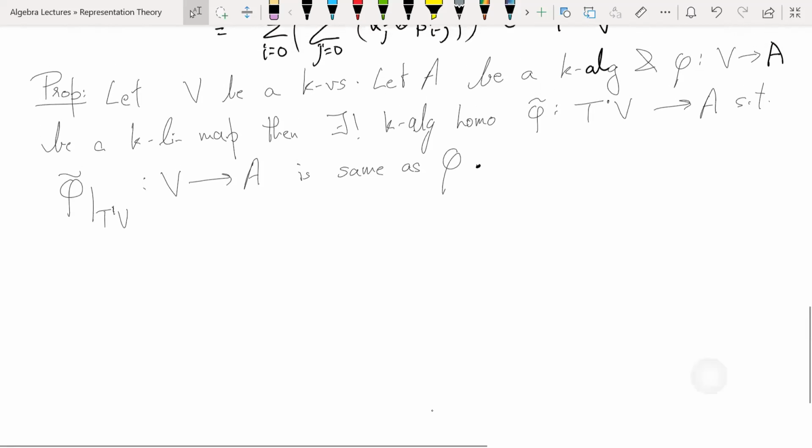Once we prove this universal property, you can use this proposition to define it alternatively as well. Okay, so let's see why this universal property is true. So, the proof. Maybe I'll do this on the next page.